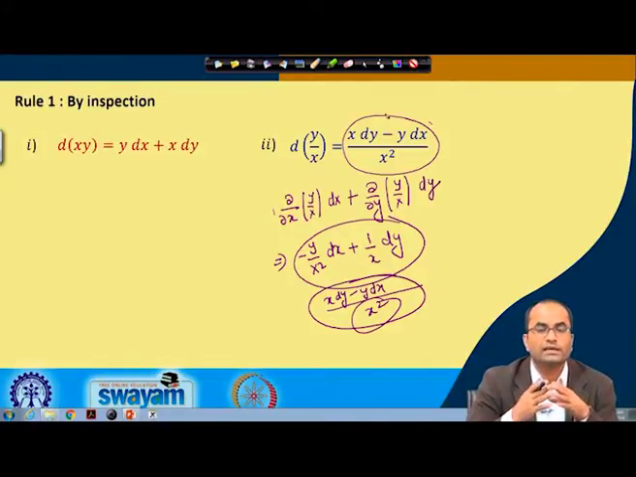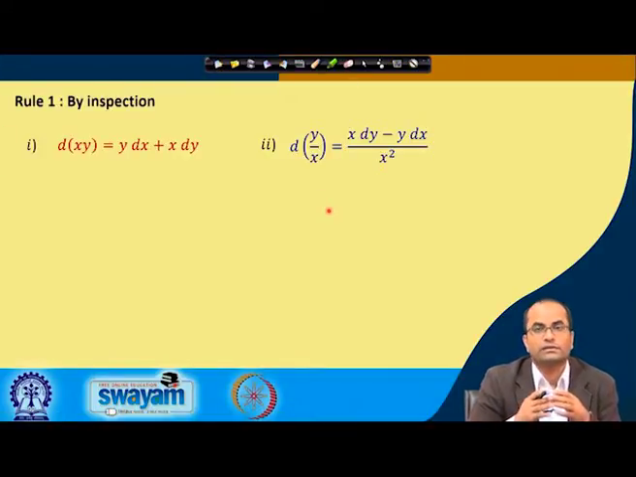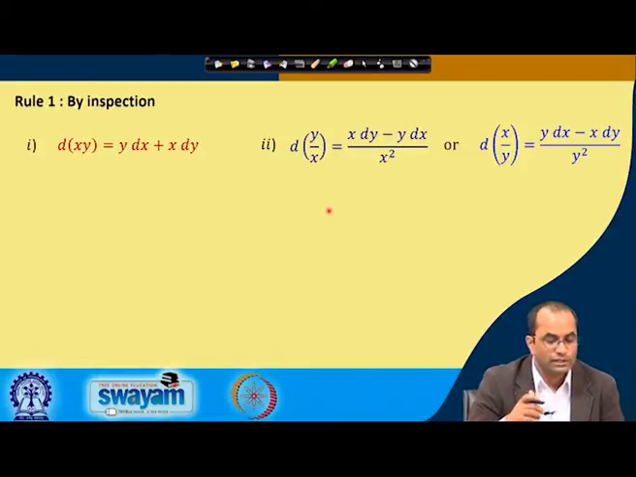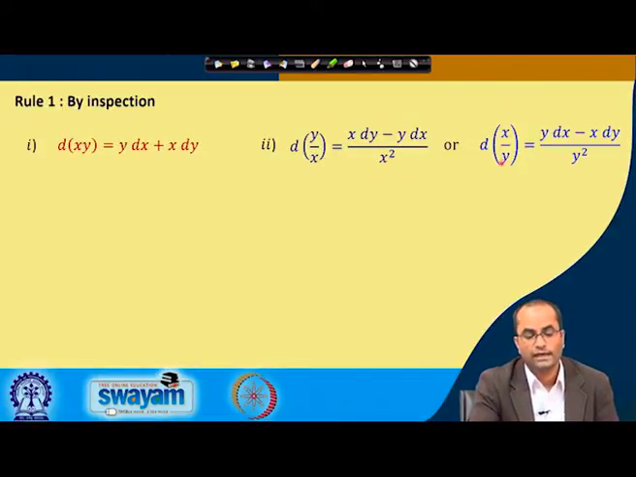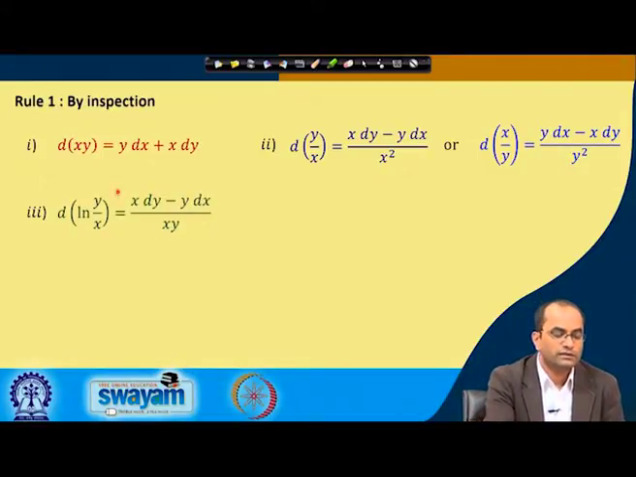It will immediately click for us that this is the differential of y over x, and then we can proceed easily with the integration. This is one of the standard differentials which we can use in guessing the differential equation. This can also be x over y instead of y over x, so the formula will be just y dx minus x dy over y square.